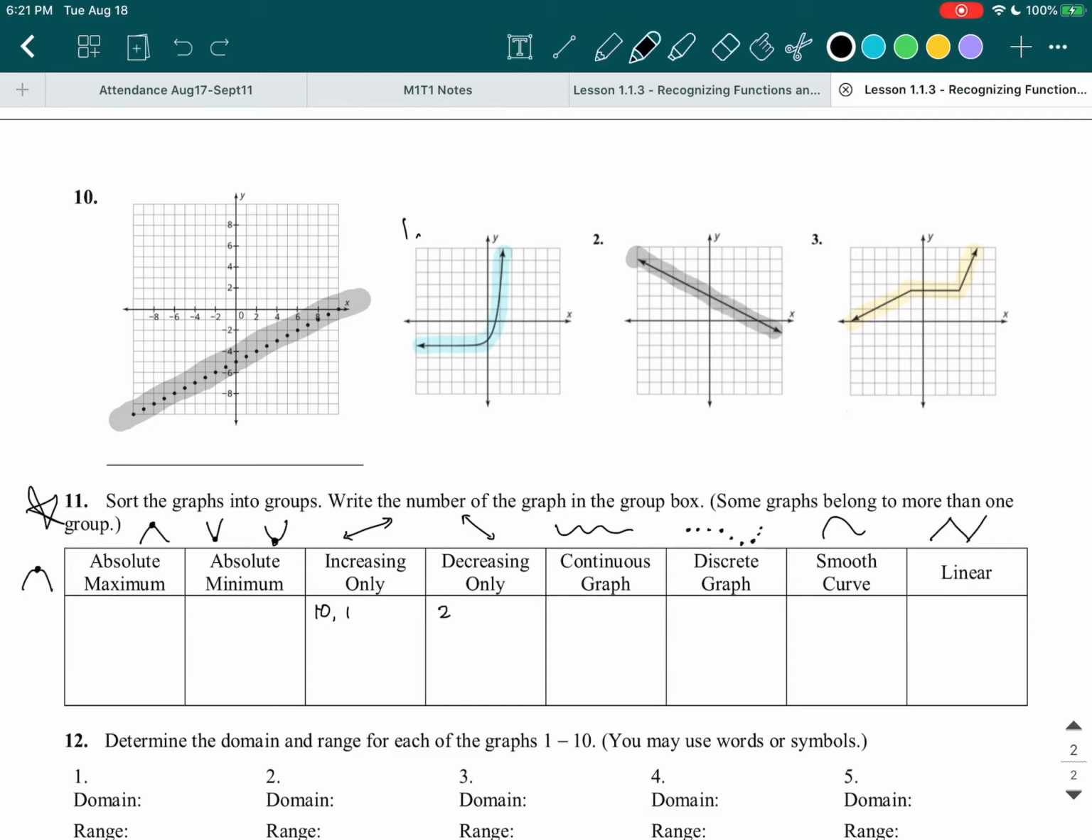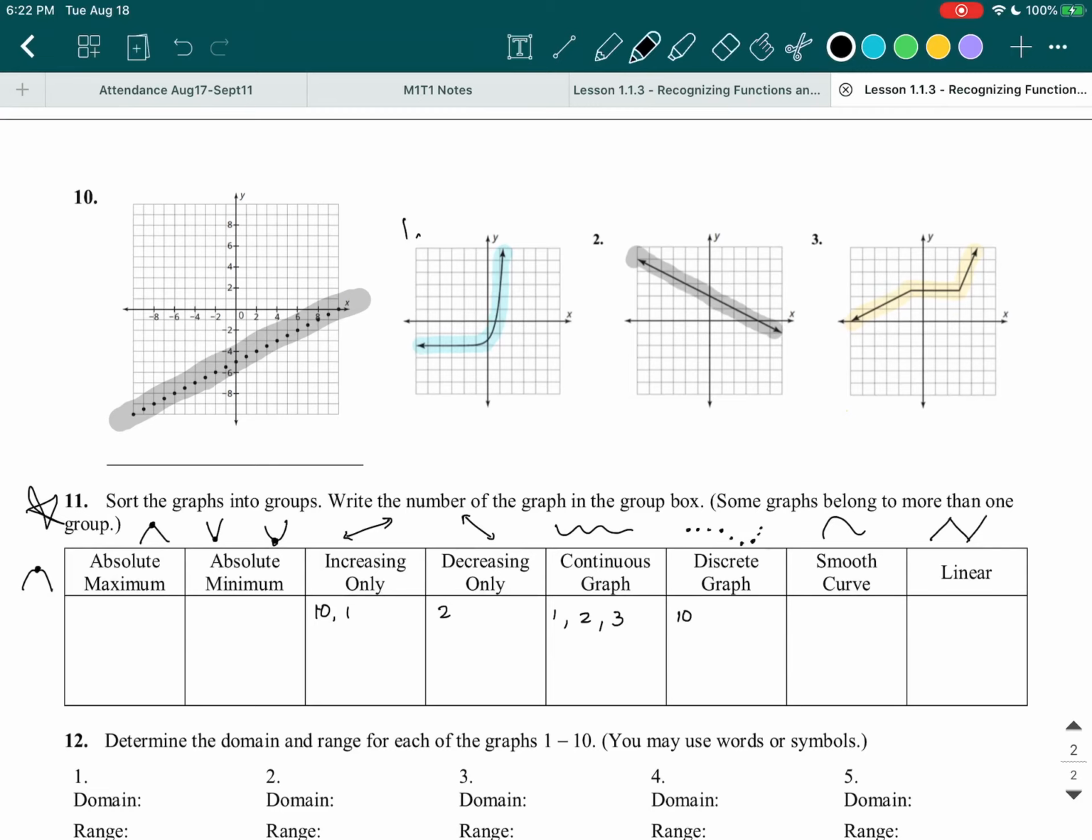What about continuous graph? Another way to think about a continuous graph is it's all connected, or if you were to trace it, you don't have to lift up your pencil. So take a look at 1, 2, and 3. Those are all continuous graphs. On the other hand, take a look at number 10, which is a discrete graph. So put that in there, and do you see the difference between those lines? One is made of dots, and one is made of lines, okay? So dots, discrete. Think of D for dots. And then continuous is just you continue to draw the line.